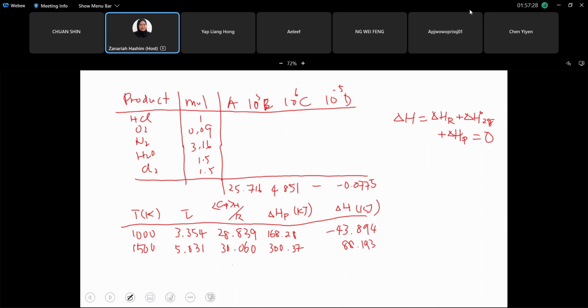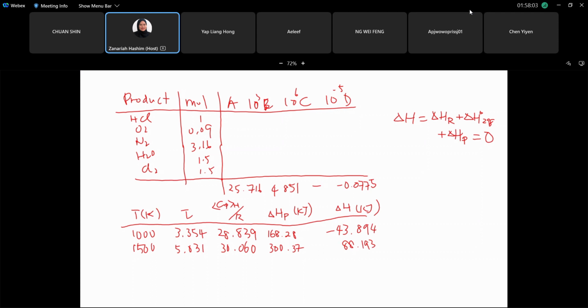Okay, so from these two values, you can see that when we have the temperature as 1000 Kelvin, you get the total is negative 43 or negative 44. And then when it's 1500, you get 88. So from here, to get the total 0, the value of T must be somewhere in between lah, kan? Sebab it must be in between 1000 and 1500.